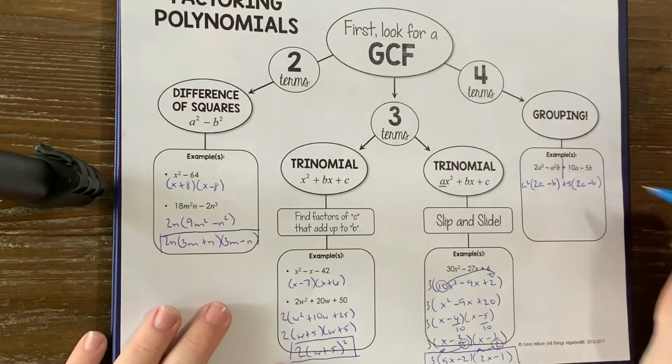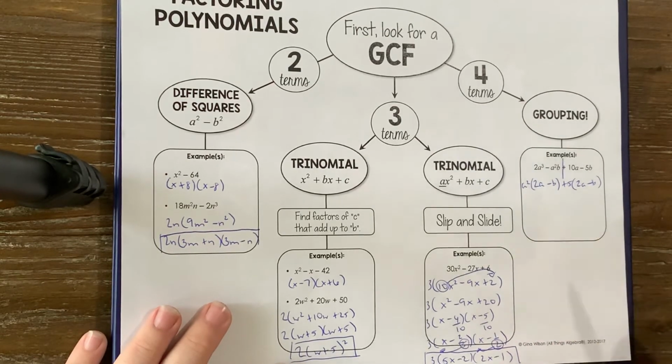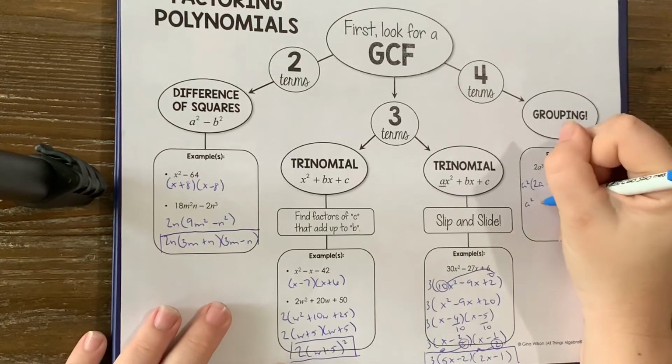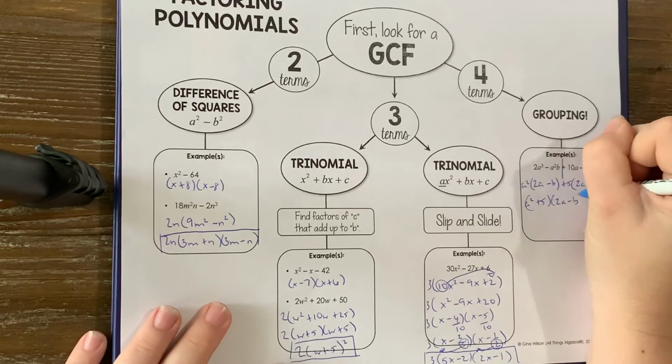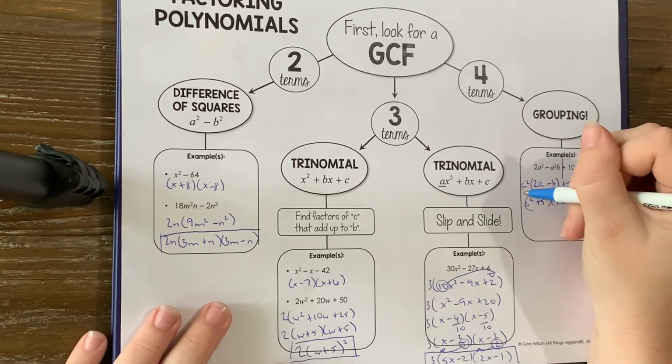So what's in parentheses is the same. So these 2 terms right here, we can pull it together. So we have a squared plus 5 and then we have 2a minus b, and that's our final answer.